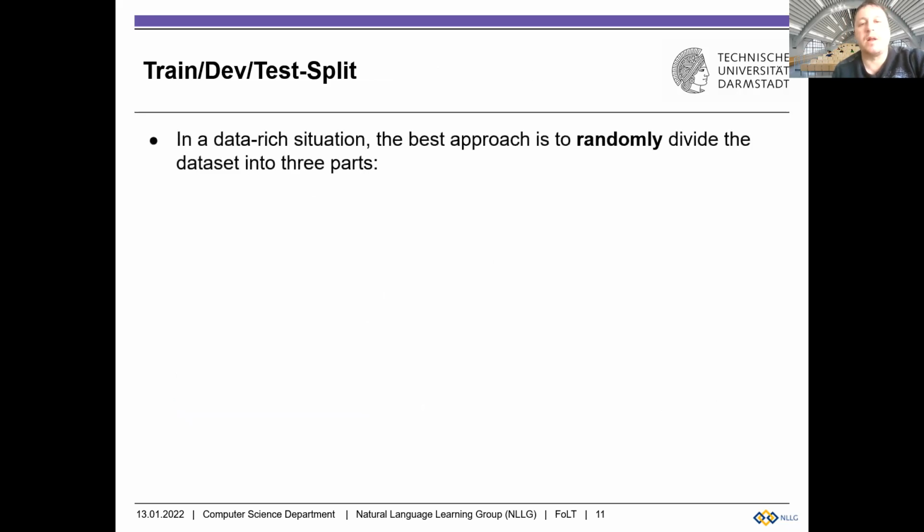Now, let's assume we have a lot of data. What we would then do is split our data into 3 parts, and we would do the splitting randomly. Those 3 parts are, first, the training set, where we fit the parameters of the model.